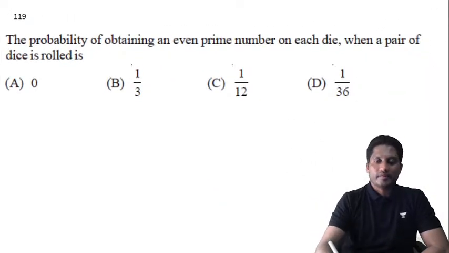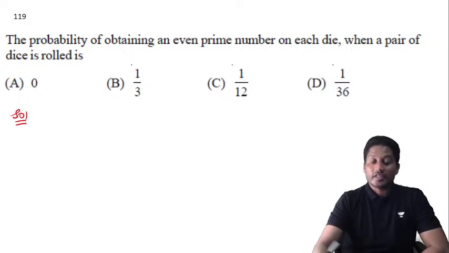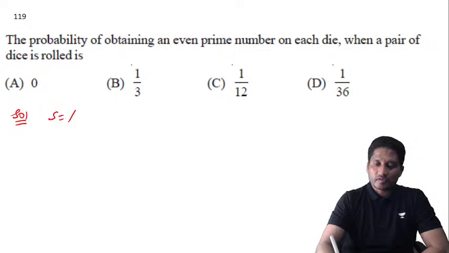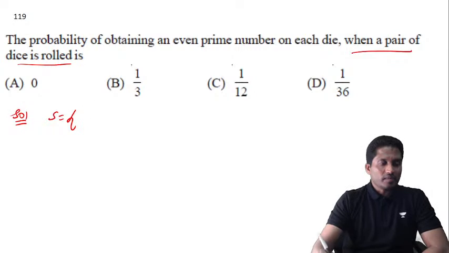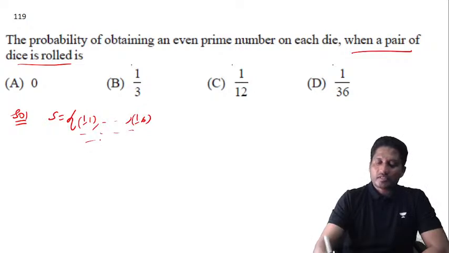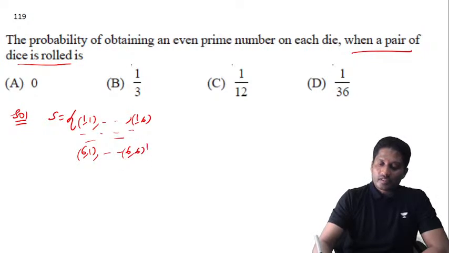Okay, question number 119. The probability of obtaining an even prime number on each die. See, when a pair of dice is rolled, the sample space is 1 1 to 1 6, and so on up to 6 1 to 6 6.